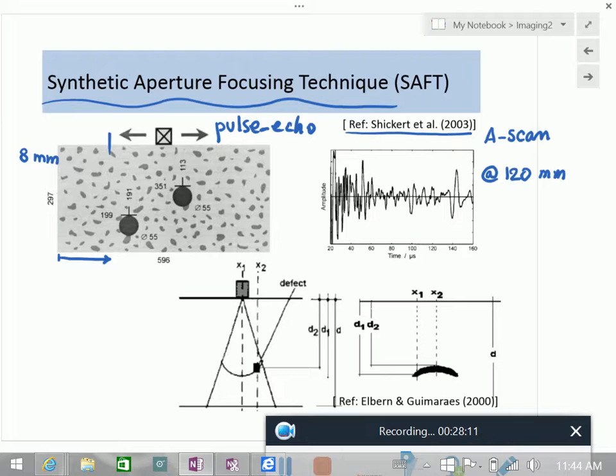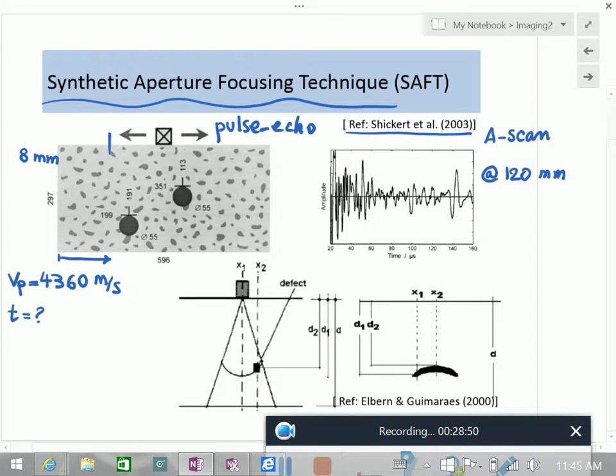If I give the velocity of this block, the p-wave velocity, 4360 meter per second, it's concrete. Where would you expect to see the echo of the left hole? Take out your calculators and tell me, where would you expect in time to see the echo from the left hole?